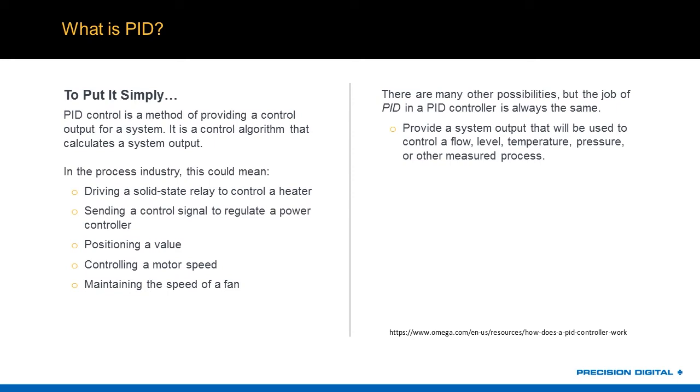That having been said, the same concept is present on all of these, right? You want to provide a system output that will be used to control a flow, level, temperature, or pressure, or other measured process. That's all you're doing with PID. You're calculating what the output needs to be to control that system.